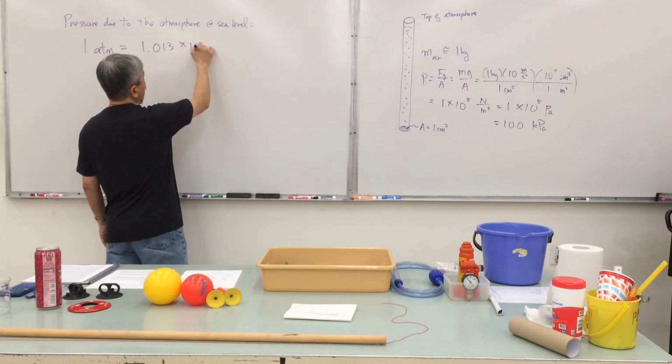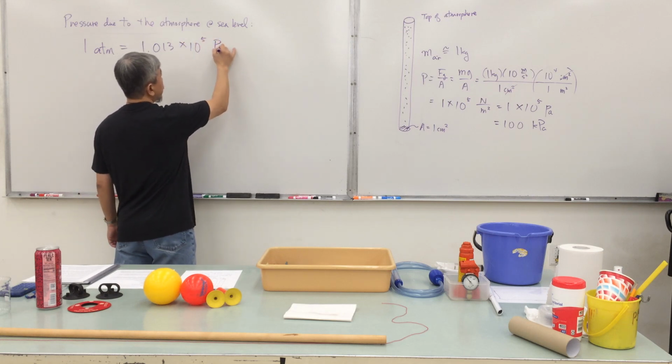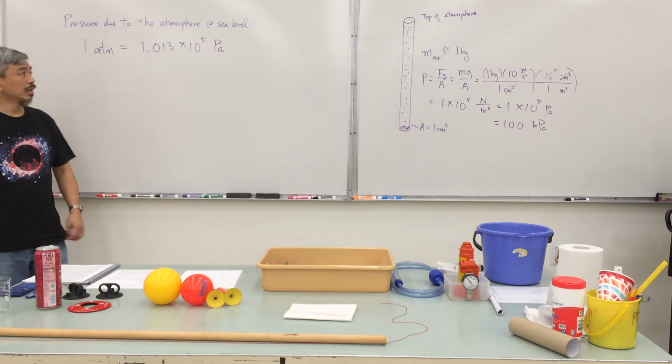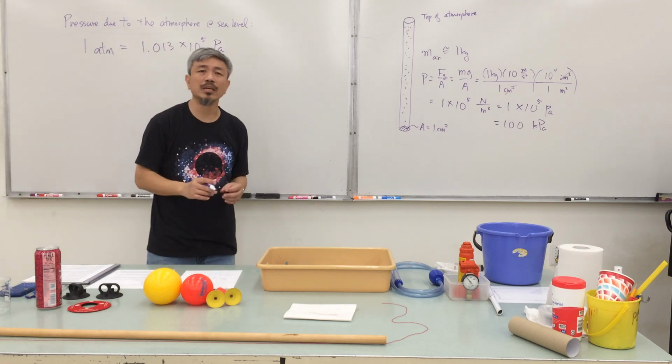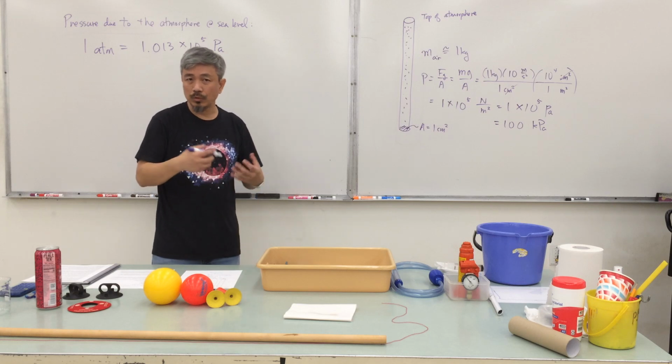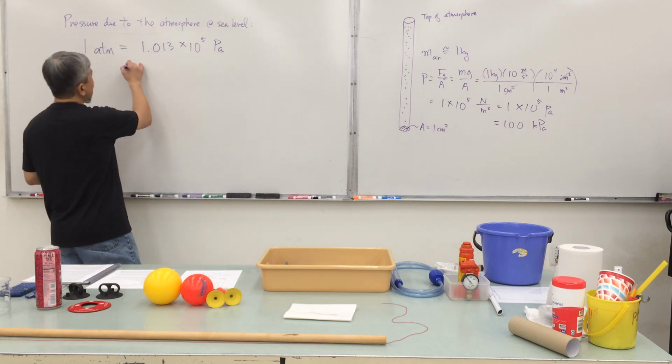1.013 times 10 to the 5th pascals. Okay. Now, of course, in this case, it's a really big number, and even for us, a pascal doesn't really have much meaning. So we can actually translate it and use an equivalency in the US customary system.